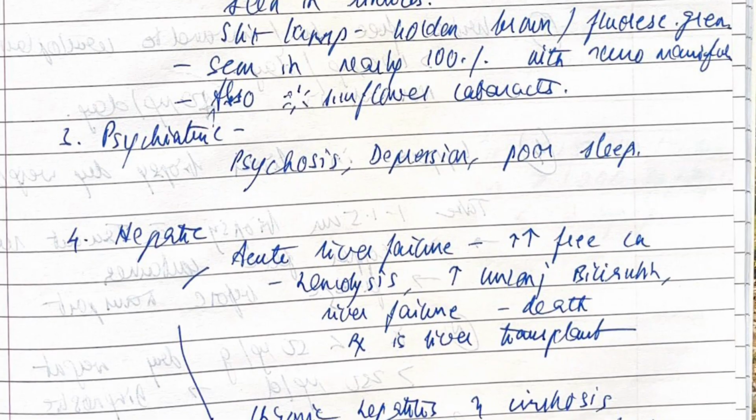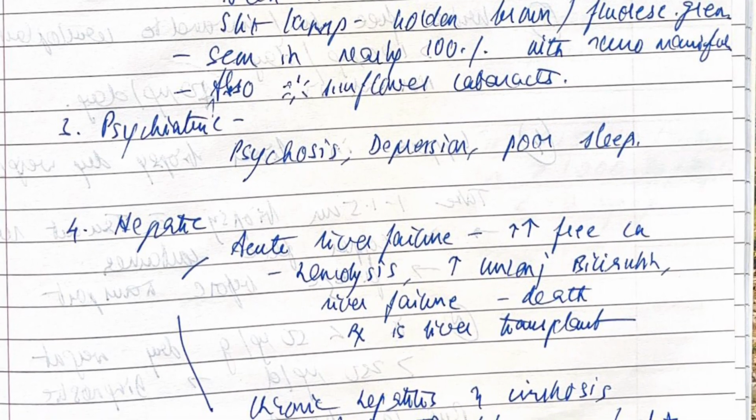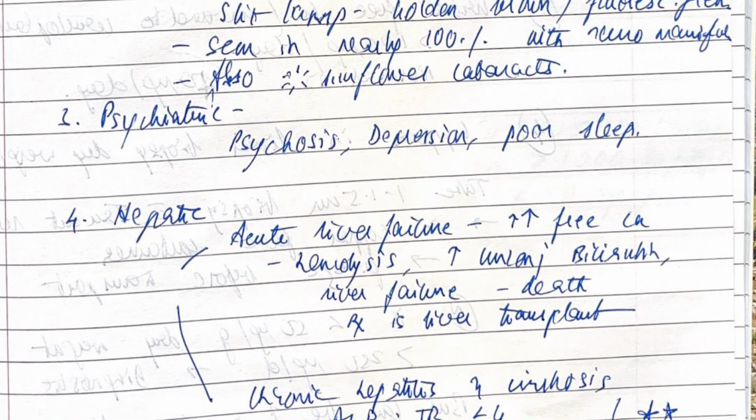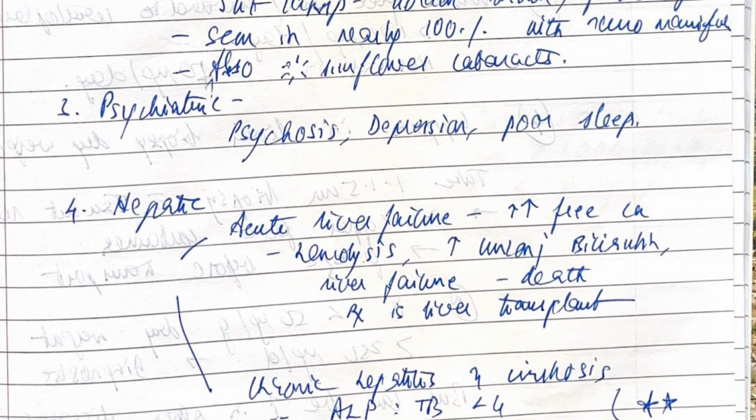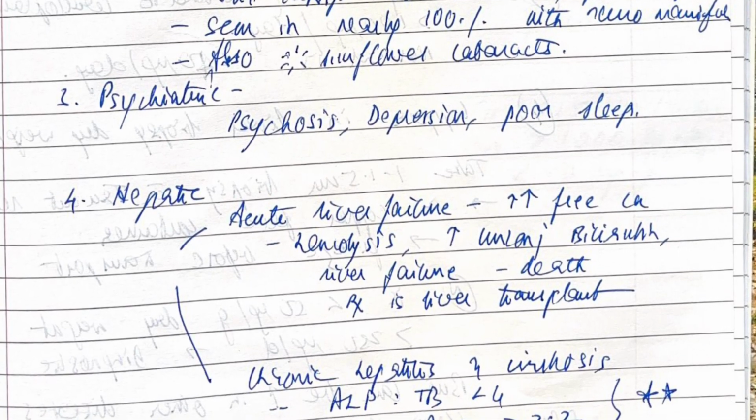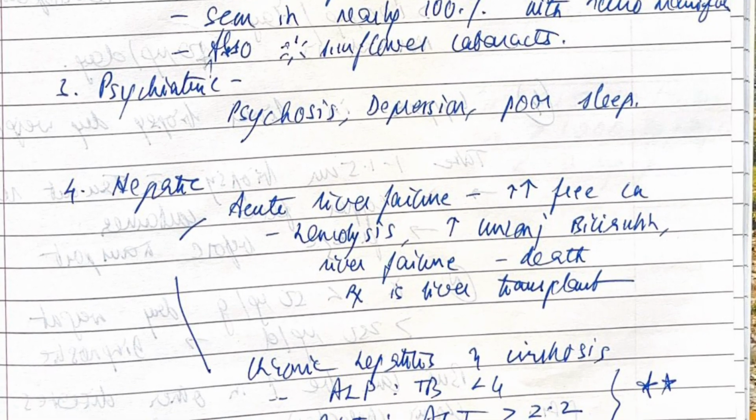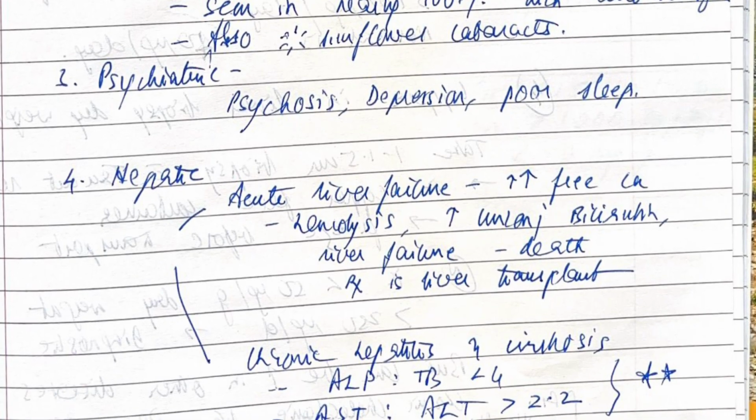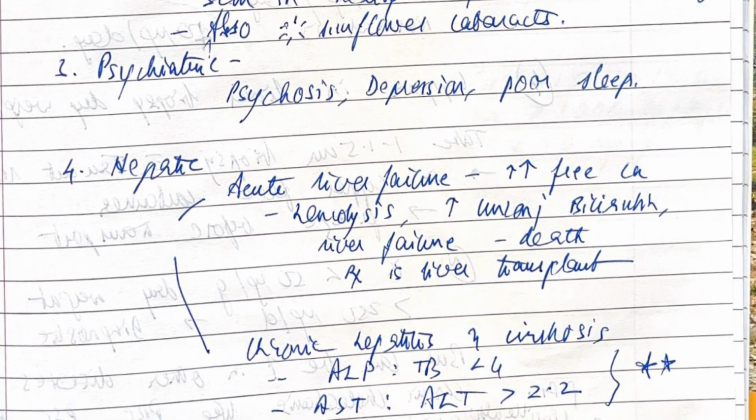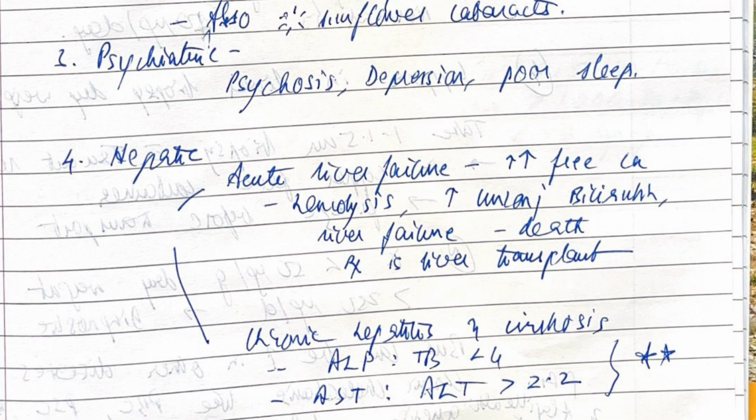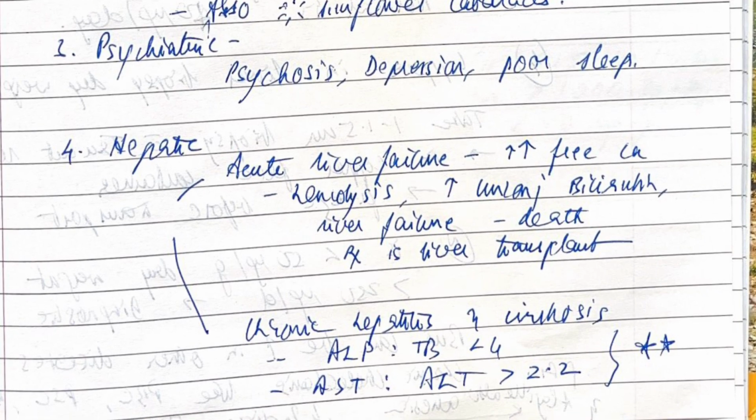In chronic hepatitis and cirrhosis, the typical feature is that alkaline phosphatase would be paradoxically depressed. So the ALP to bilirubin ratio is less than 4. The AST is higher than the ALT, just like we see in alcoholic hepatitis and in cirrhosis. And the ratio is usually more than 2.2.